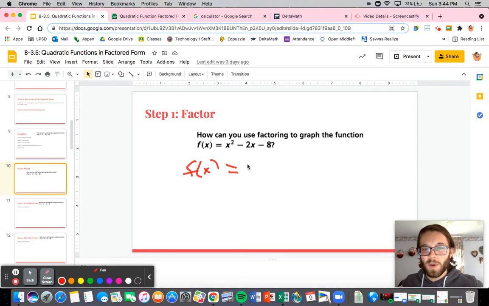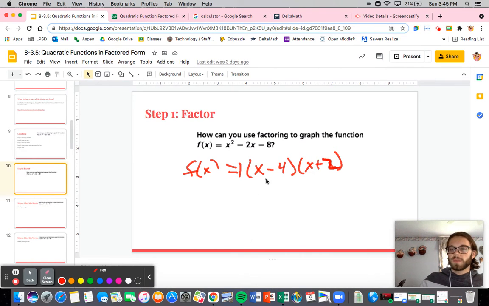So once you factor it, you can just rewrite it: x minus 4, x plus 2. You'll notice when nothing's in front, that means a is 1. The only time you're going to have an a out front is if you have a GCF. Like if this was 3x squared minus 6x minus 24, you can factor out the 3, and then a would be 3. But in general, unless you have a GCF like that, you're not going to end up with an a.